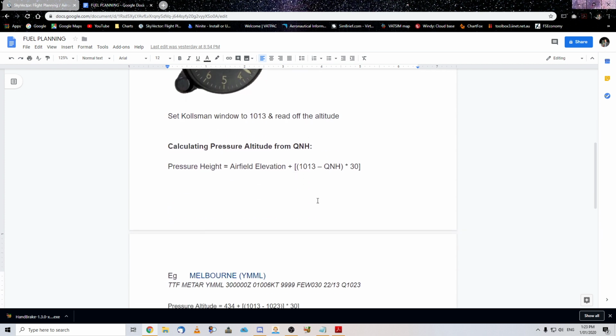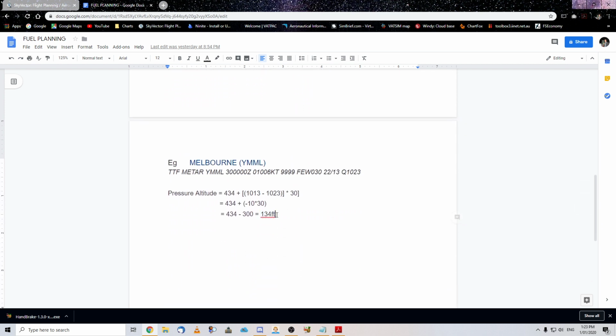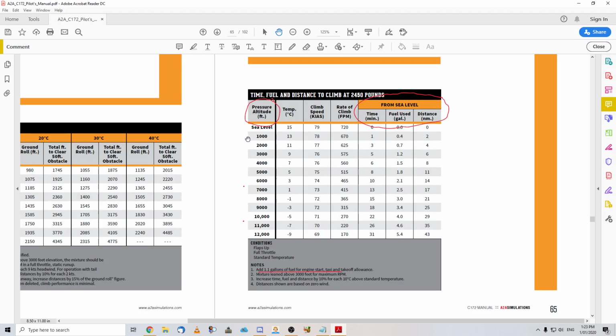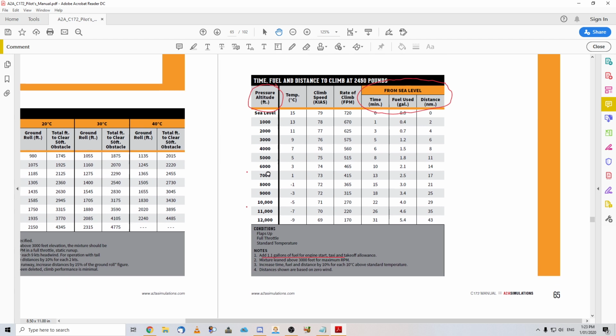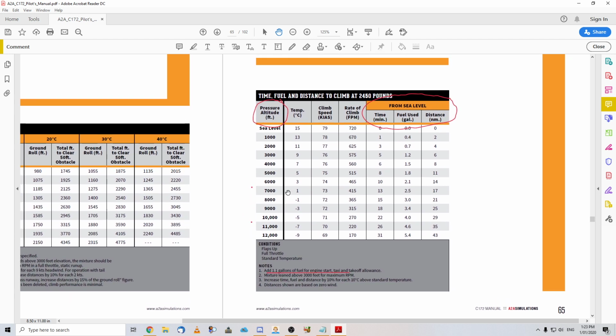So there are ways to work out the pressure altitude. Knowing what the pressure altitude is, we go back to these charts. Now, 134 feet in this particular case, you'd assume it's at sea level. So for the purpose of the exercises, I'll actually go through a scenario.